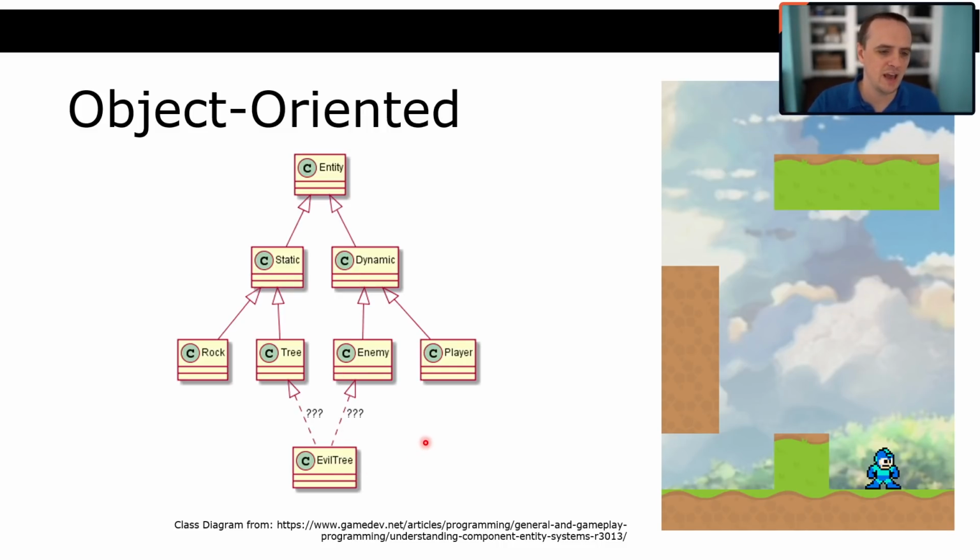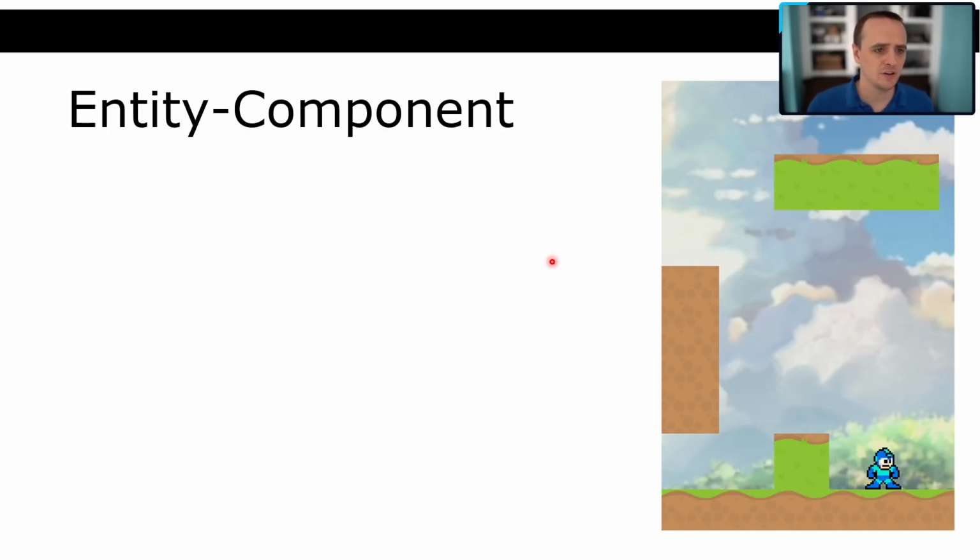But then maybe we have something like an evil tree, which is both an enemy and a tree, but an enemy is dynamic and a tree is static. And so this all breaks down, right? And we'll end up with 1,000 different classes. And object-oriented design like this does not work well for larger scale games. So how do entities and components end up helping us with this?